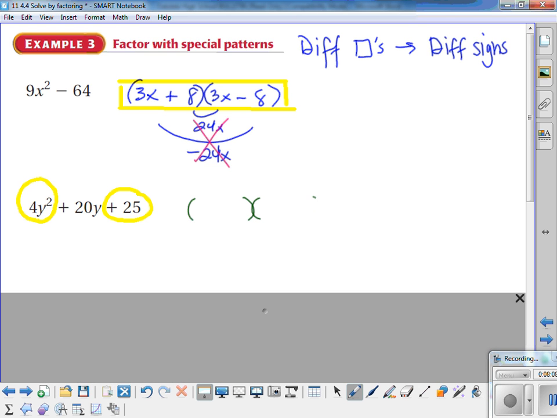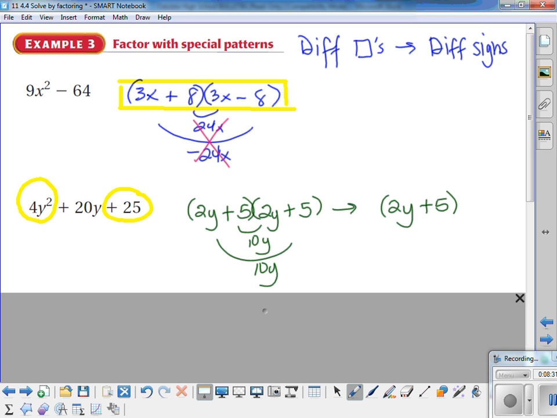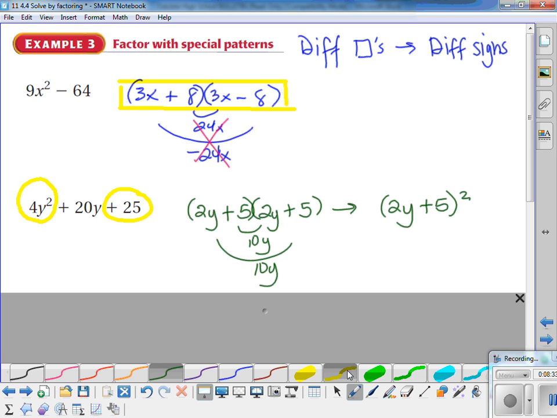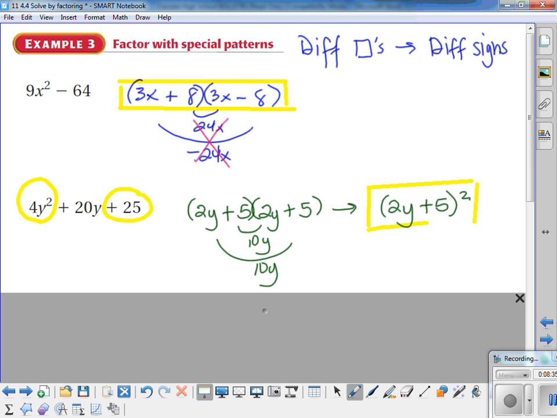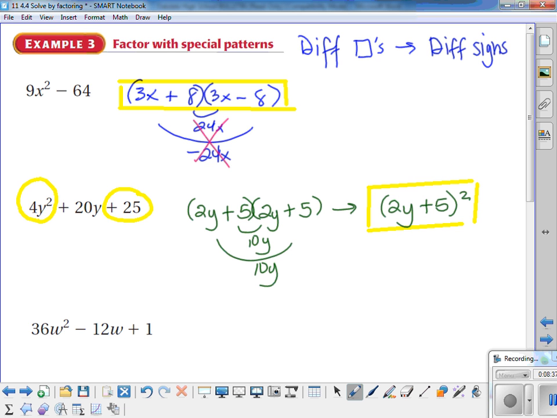So I'm going to check it by taking the square root of each of them. Everything's positive, so it would all be plus signs. And so when I check the inside and the outside, does that add up to 20y? It does. So that means it's a perfect square, and so I can write it 2y plus 5 squared. So there's one for you guys to do.